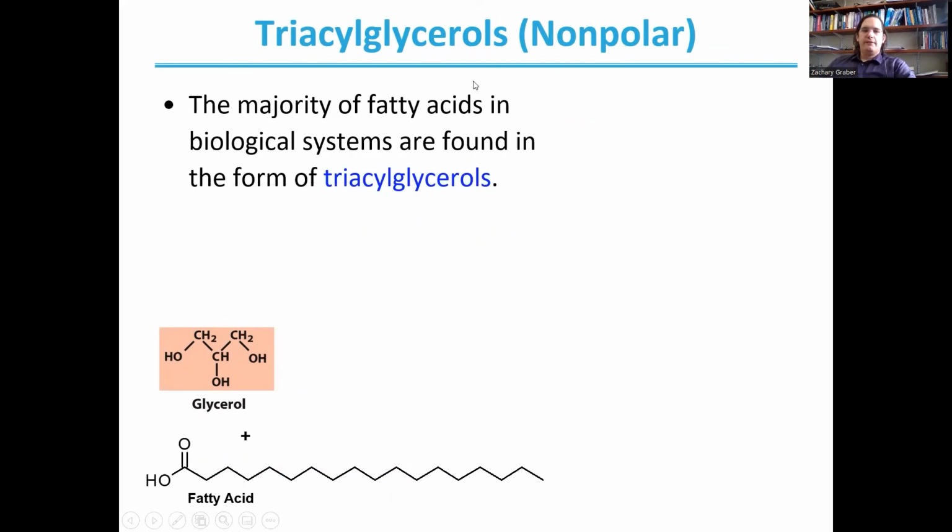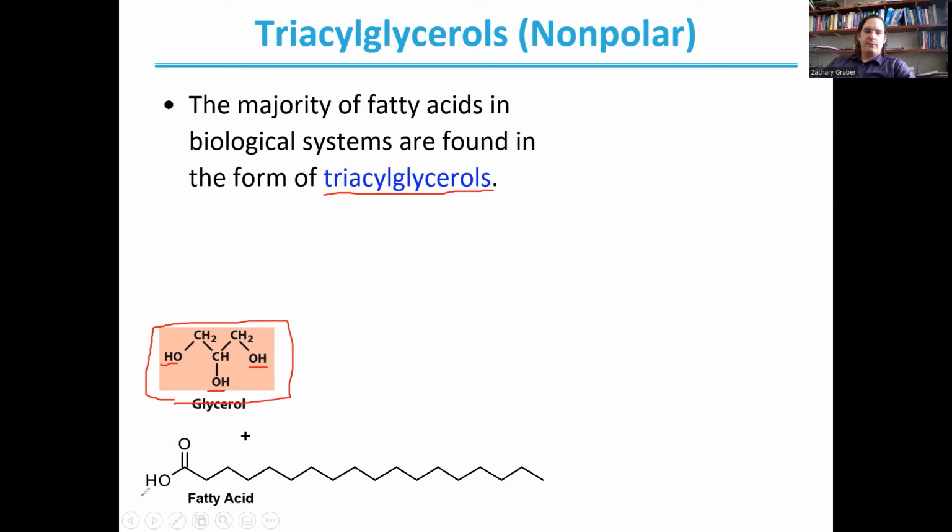So how are these fatty acids actually stored in our bodies? For the most part, our fatty acids won't be stored as individual fatty acids. They'll actually be linked together in the form of triacylglycerols. So glycerol is our triol shown here. We have a 3-carbon chain with 3 alcohols, 1 on each carbon.